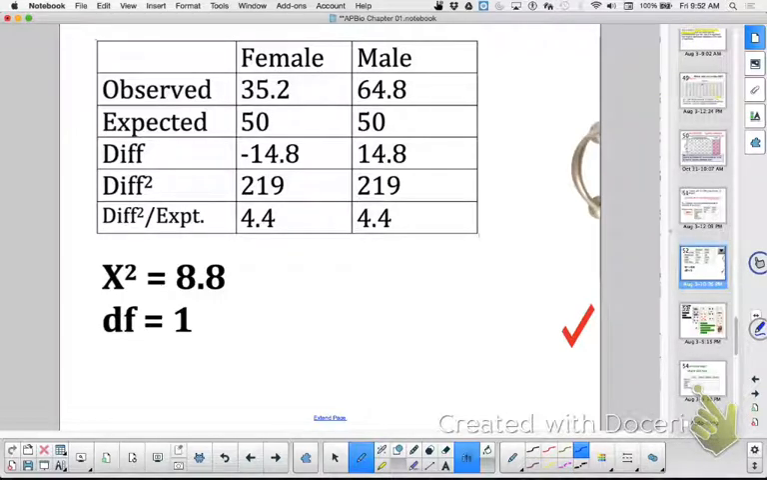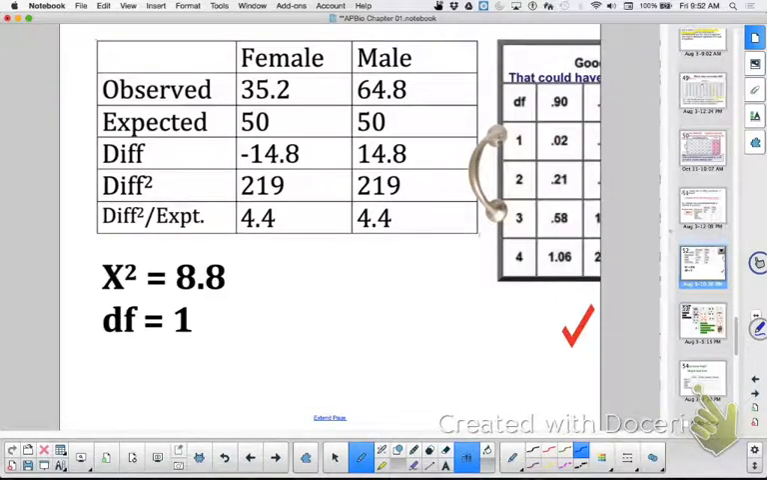I'm either a male or a female. There's another whole discussion, but for the purposes of this, those identified as male, those identified as female. I have a degree of freedom then of just 1. Do you think 8.8 is going to be statistically significant? Yeah, I think so too.